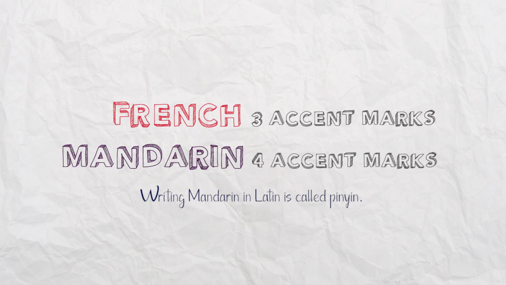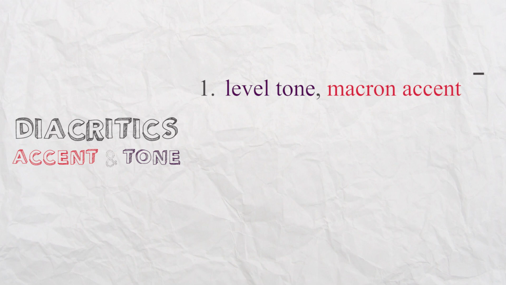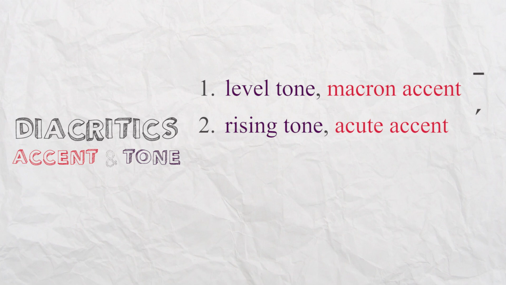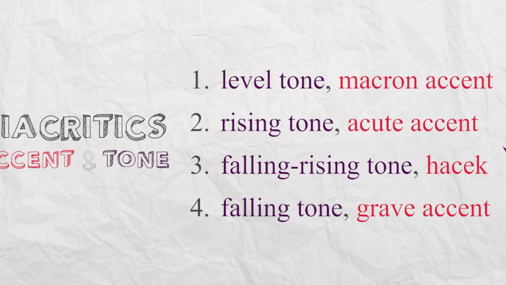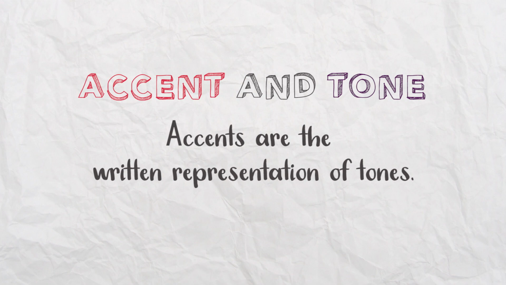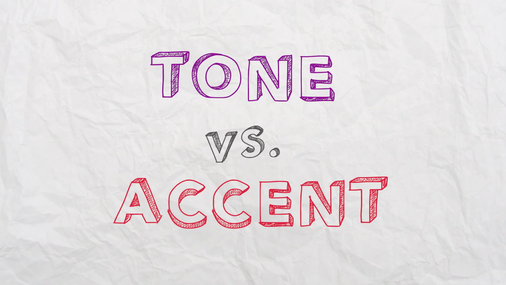In Pinyin, which is Mandarin written in the Latin alphabet, we use 4 marks. Number 1 is the level tone, or macron. So this is a tone, the macron accent. Rising tone number 2 is acute accent. Falling-rising tone is háček. Again, háček is different from this circonflexe accent in French. And falling tone is grave accent. Again, you can use these accents to distinguish different lexical items. And that's it. That's the distinction between tone and accent.